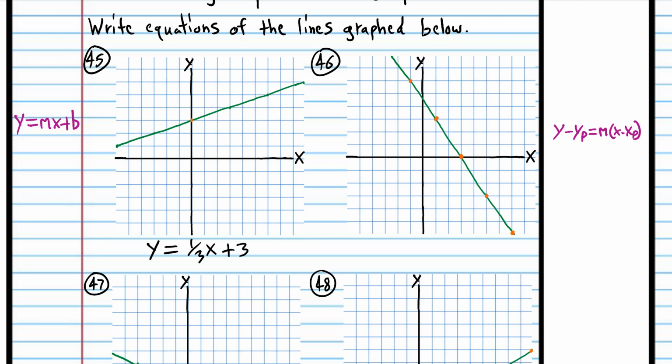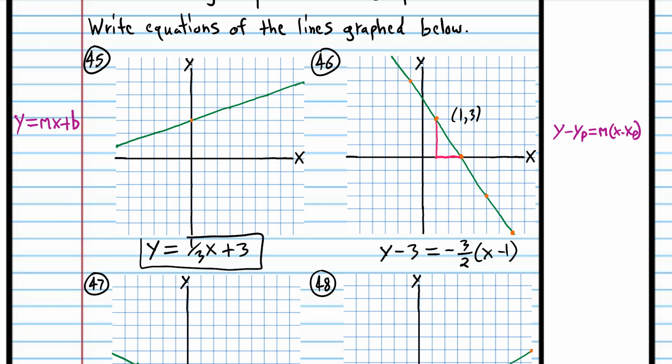So let's see what the slope is. The slope is down 1, 2, 3, and then over 1, 2. So if it's down, that means it's going to be negative, and I can use any one of these orange points. So I guess I'll just use that point there. So that point is (1, 3). So we have y minus 3 is equal to the slope, which was negative 3/2 times x minus 1.